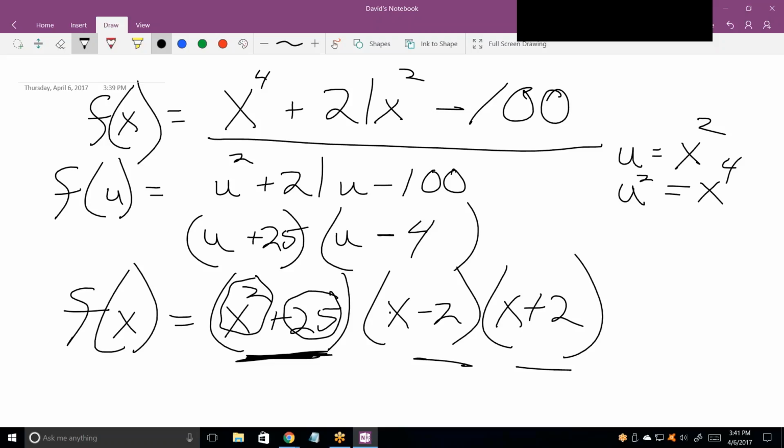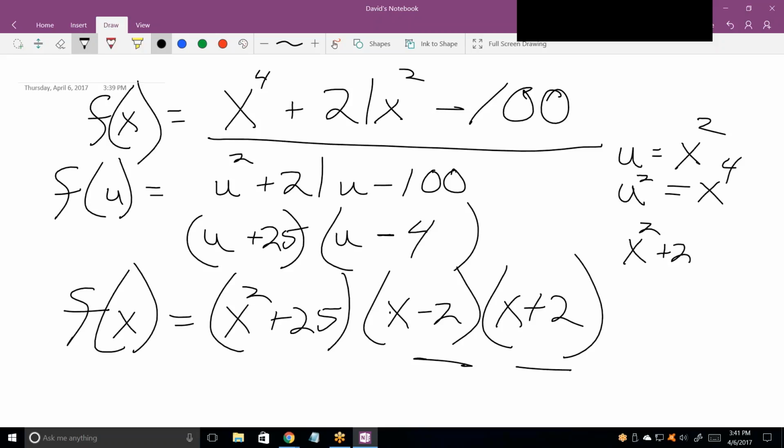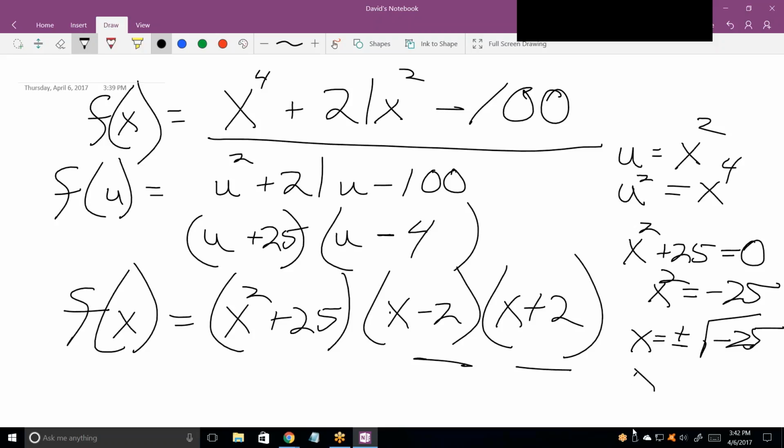So, would that irreducible one be x plus 5, or square root of 5i? Here, let's do it over here on the side. In other words, what I'm doing is solving this equation. So I get x squared equals minus 25, x equals plus or minus the square root of minus 25, that's x equals plus or minus 5i. Okay. And so then that's all.